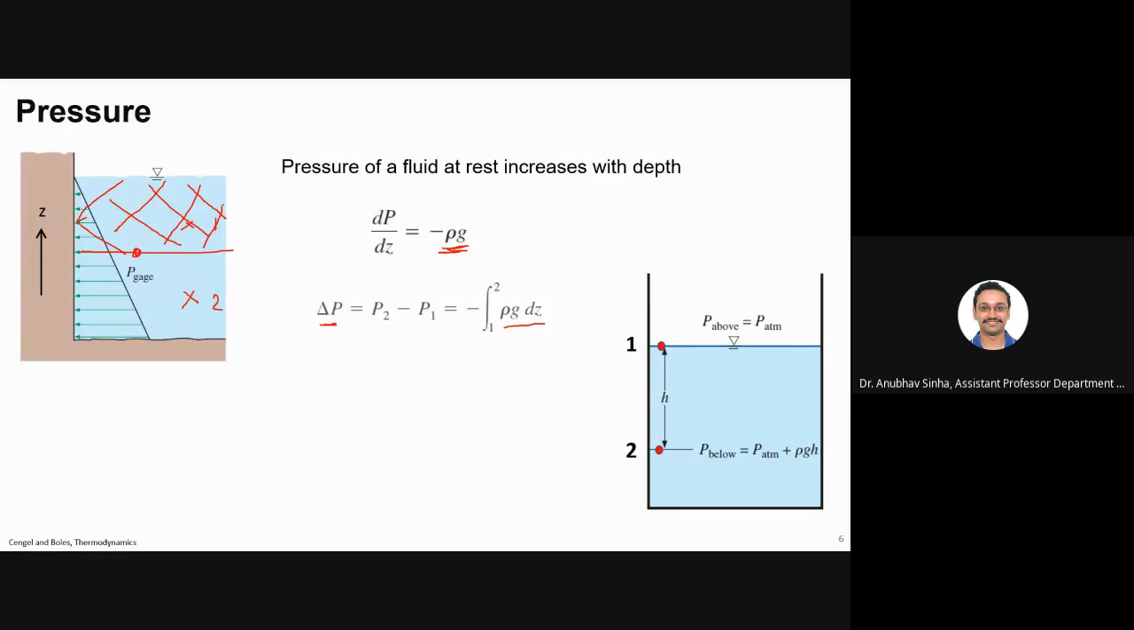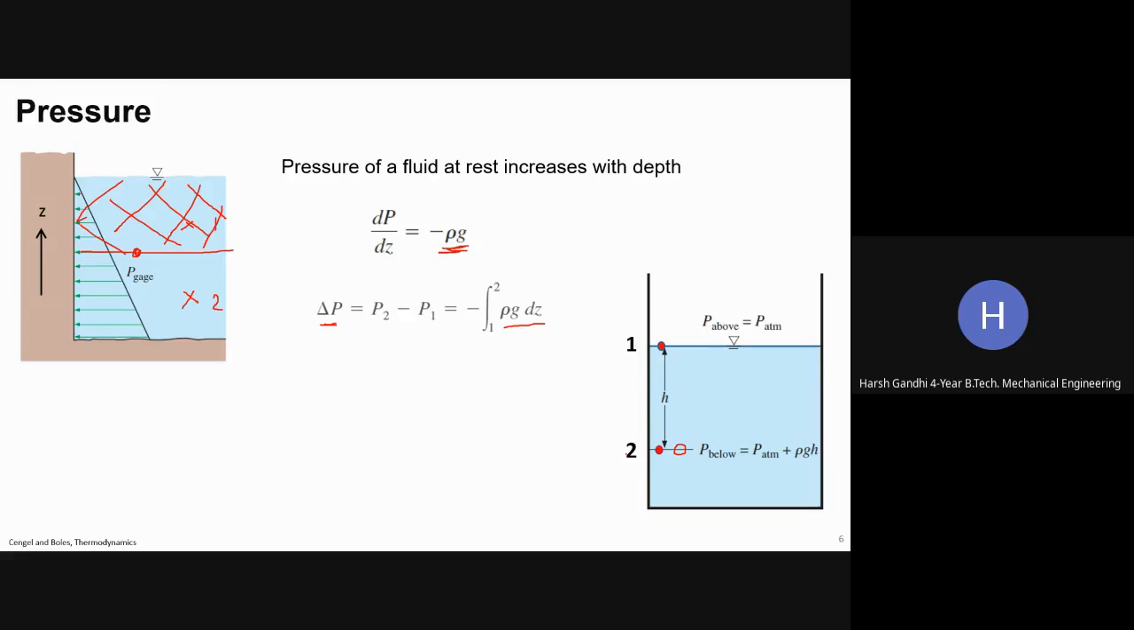What will be the weight of this fluid? Rho g into whatever height is there. Or let us take this case. So we have point 1 and point 2. I want to calculate the forces, so let us say I draw a free body diagram of a fluid particle at point 2. Are you following me?